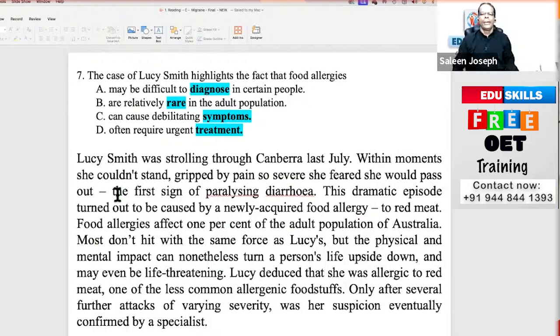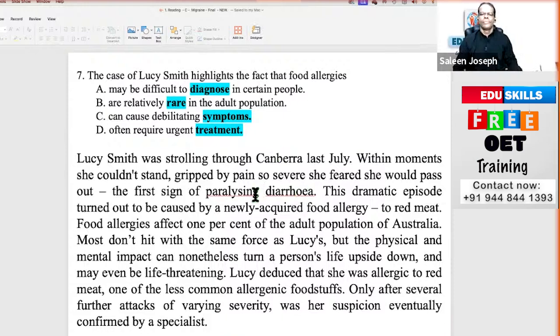Okay. Now we have this one. One is diagnosis, one is prevalence. Prevalence means how many of them are suffering, how many percent you will find. Is it very rare in the adult population all over the world? And the symptoms, does it speak about symptoms or treatment? Does it speak anything about diagnosis?